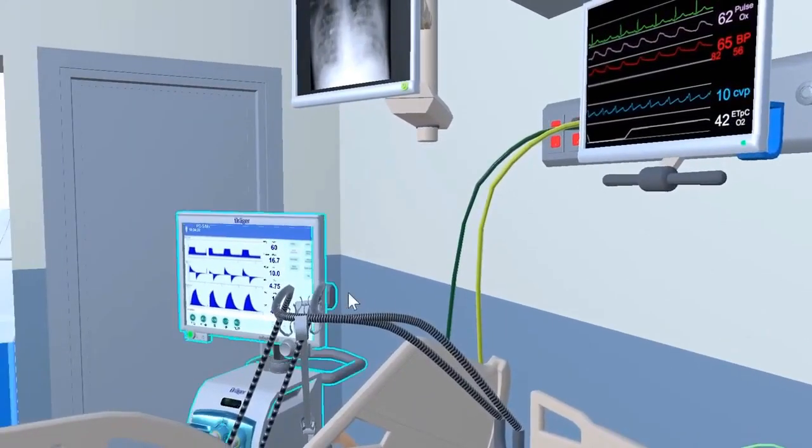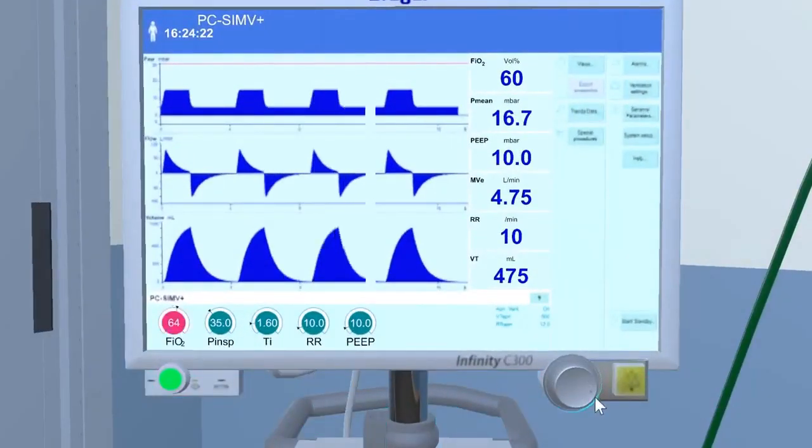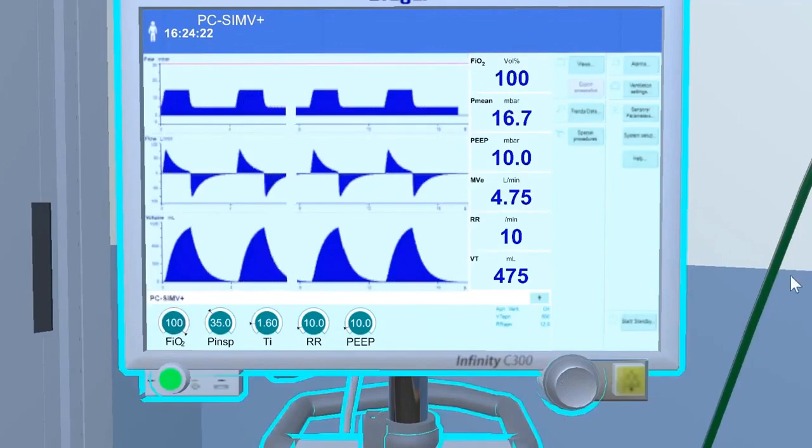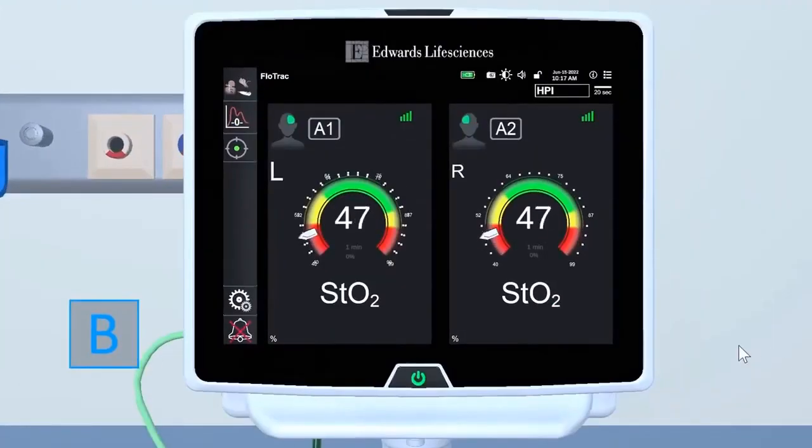Let's approach the ventilator and improve oxygen delivery. FiO2 is selected, then the knob turned to 100% oxygen concentration. The knob is pushed to confirm the new value. Returning to the hemisphere and waiting a few seconds, we'll notice O2 sats start gradually increasing.